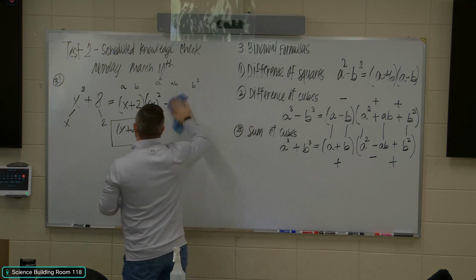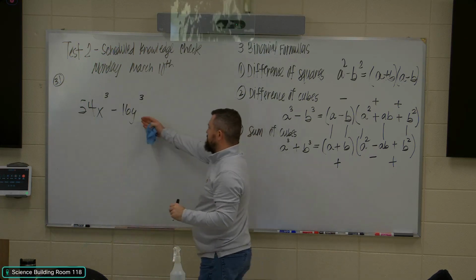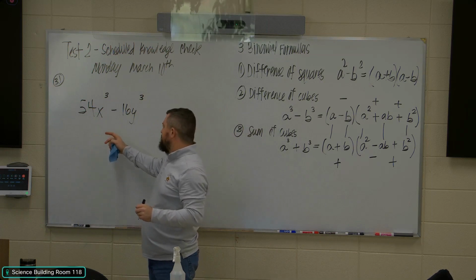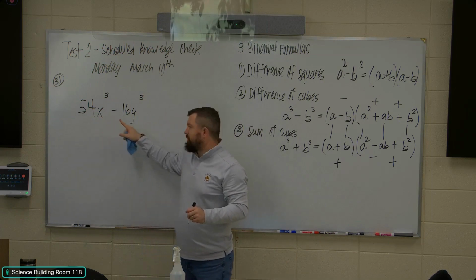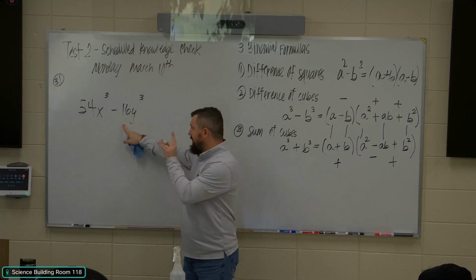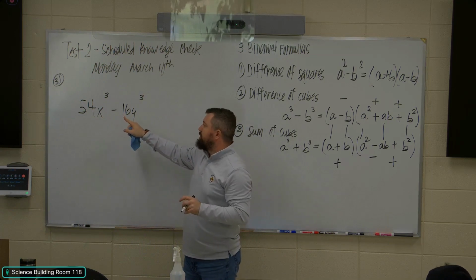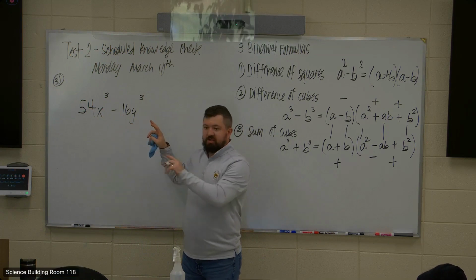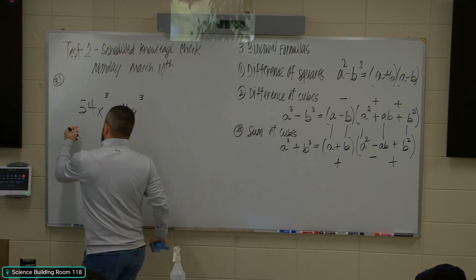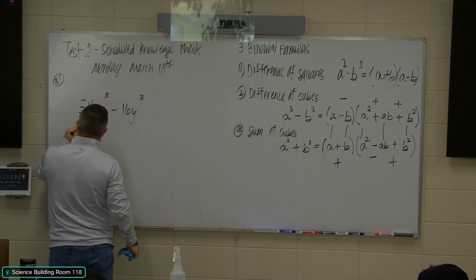I'm going to do a difference of cubes. So the cube root of y cubed is y, the cube root of x cubed is x, but there is no cube root of 54 and there is no cube root of 16. However, you always do need to look for a GCF first. So a GCF right here, they're both even numbers.